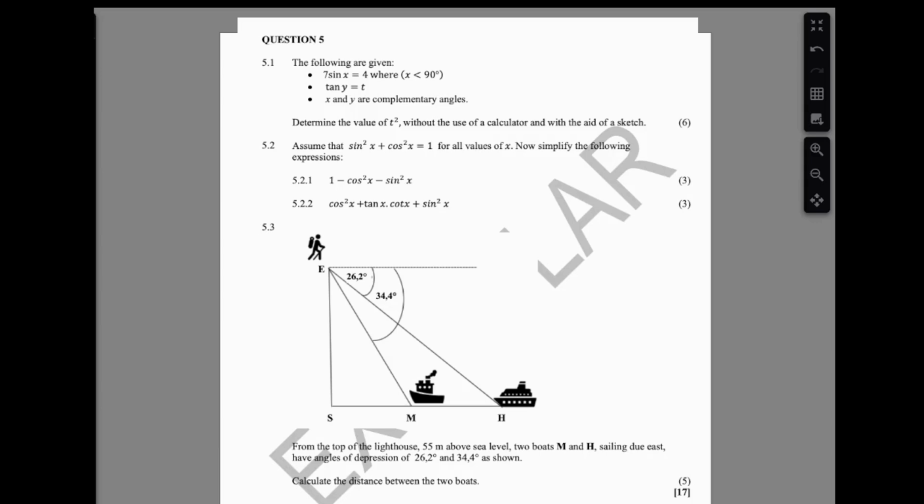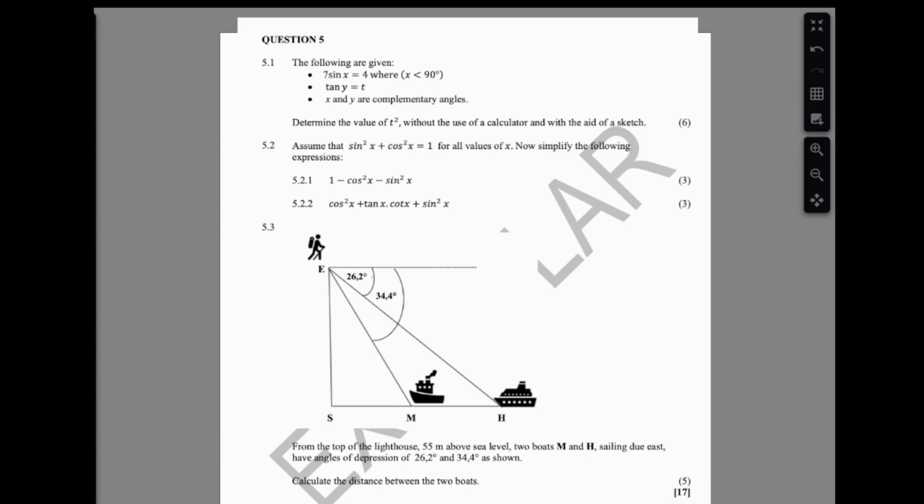This is question 5, a mathematics trigonometry exam. So we want to do these questions so that you can get the hang of how you're going to be tested. Question 5.1, the following is given: 7 sine x equals 4, where x is less than 90, which means that this is in the first quadrant. tan y equals t, x and y are complementary angles. Determine the value of t squared.